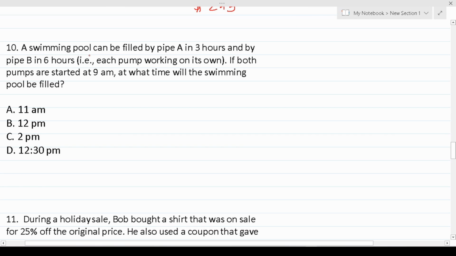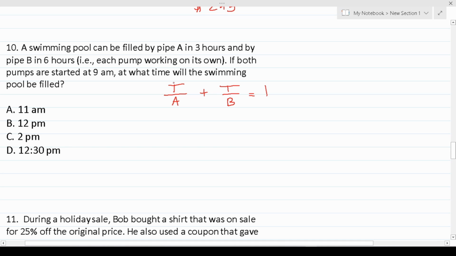All right, number 10 says a swimming pool can be filled by pipe A in 3 hours and by pipe B in 6 hours, each pump working on its own. If both pumps are started at 9 a.m., at what time will the swimming pool be filled? So this is a combined rate problem, and in that video where I talk about combined rates, I mentioned that you can solve any of these problems using this generic formula, T over A plus T over B equals 1, where T refers to the time it takes both things to complete the task together.